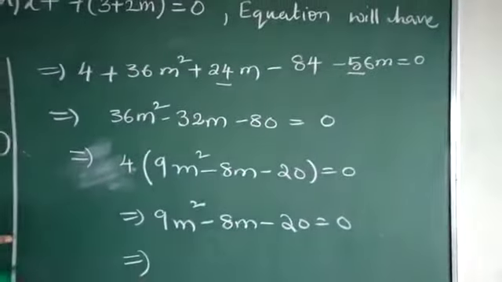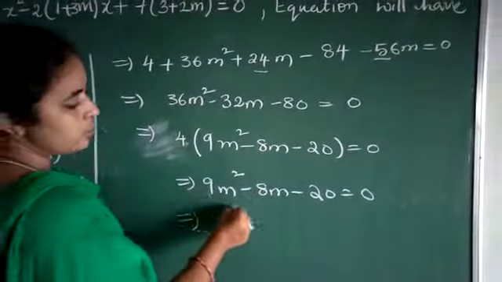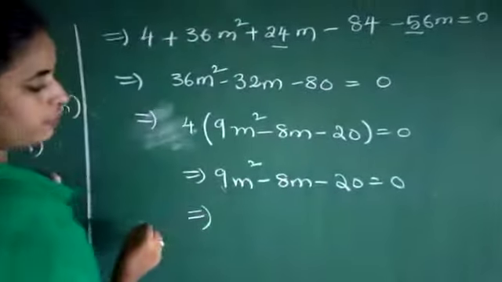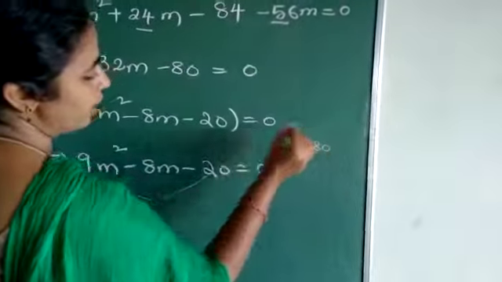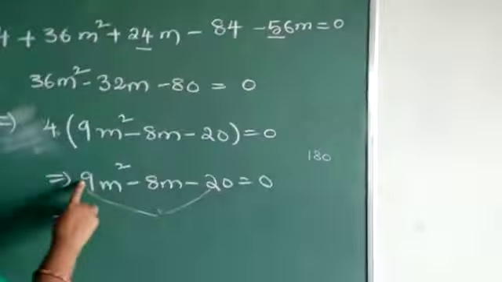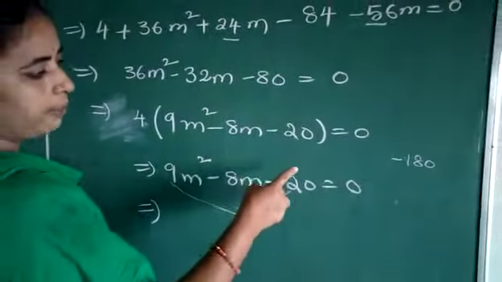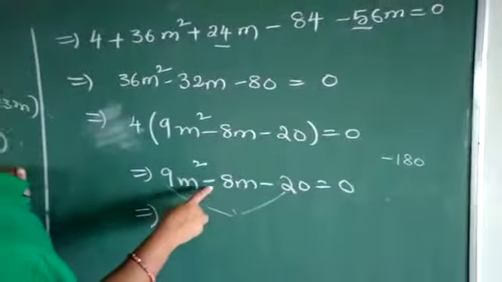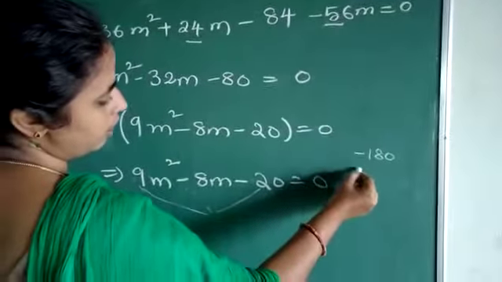Now find out the roots with the help of the quadratic equation roots formula, minus b plus or minus under root b square minus 4ac. Otherwise by choosing these two also we can find out. 9 into 20 is 180. Here 8 is there. When we add or subtract with a number, it should get 180. What is the number we can take?